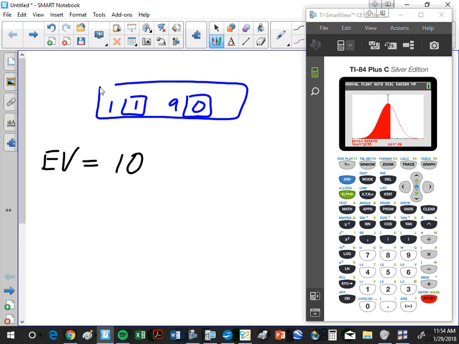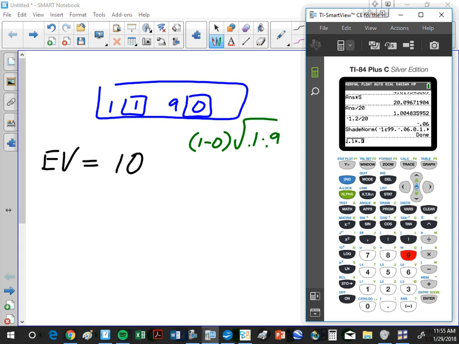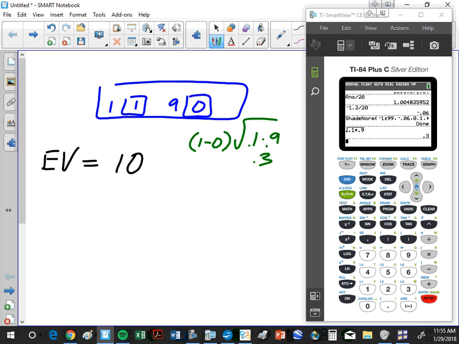Okay. So we need the SE. The SD of the box is going to be 1 minus 0 times the square root of 0.1 times 0.9. The SD of the box is 0.3. For 100 draws, I multiply by the square root of 100, which is 10. So 10 times 0.3 is 3. So the answer is 10, give or take 3.